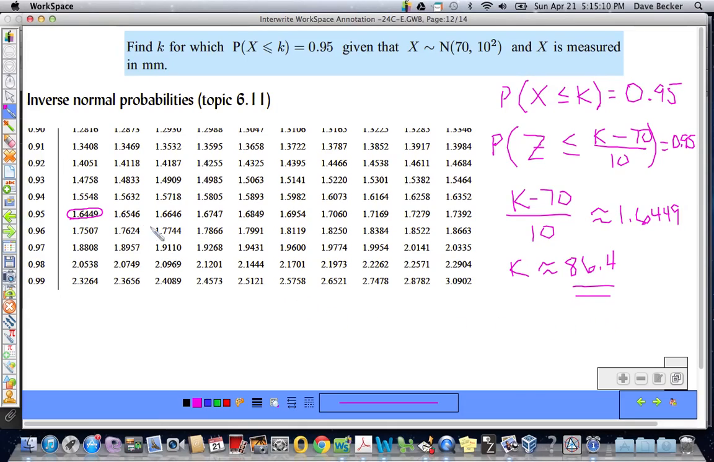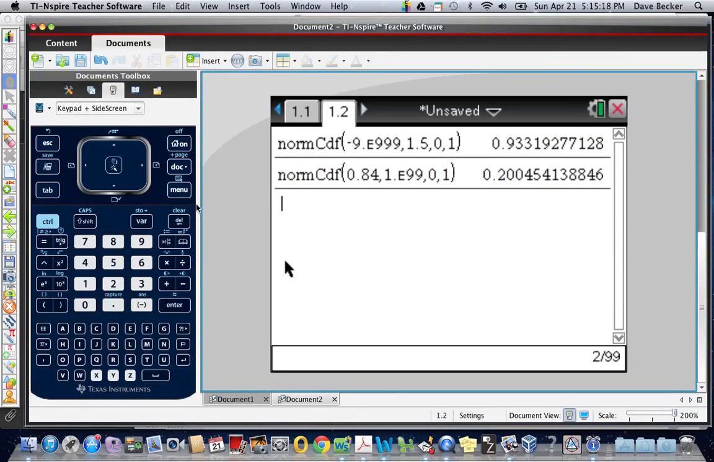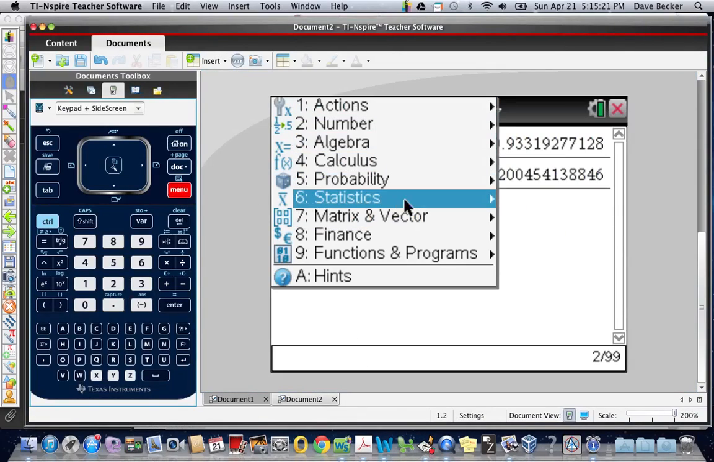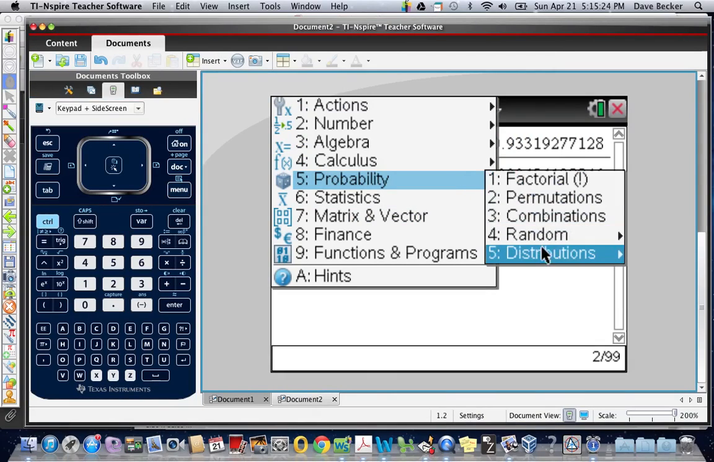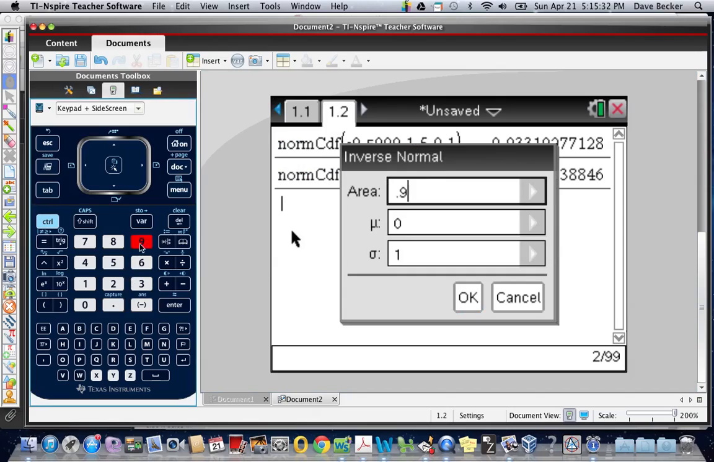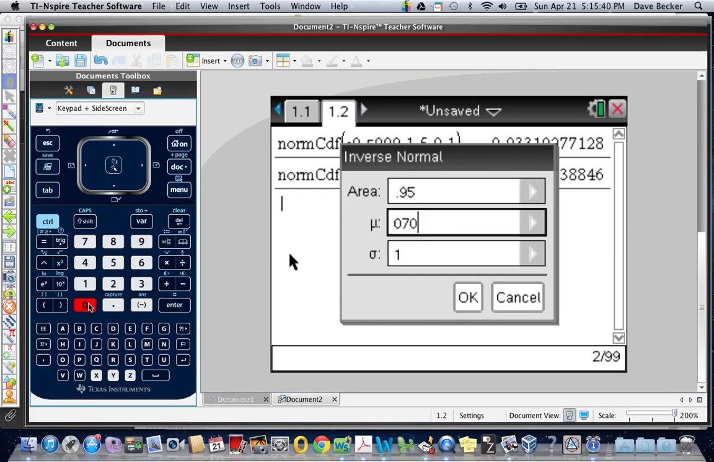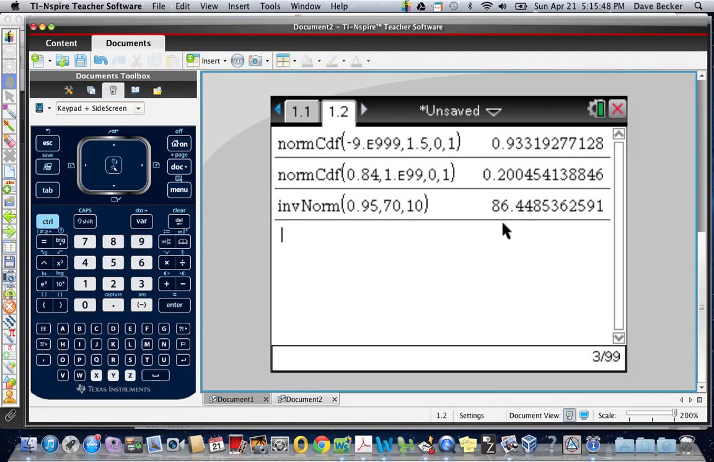On the calculator, that's very simple to do. Let's go do that real quick. Let's get the calculator up. We're going to our inverse norm this time. So let's see, probability, distributions, inverse normal. Okay, and the area that we want is 0.95. Let's see, the mean is 70. And then what is standard deviation? 10. We hit OK. And we get 86.4.